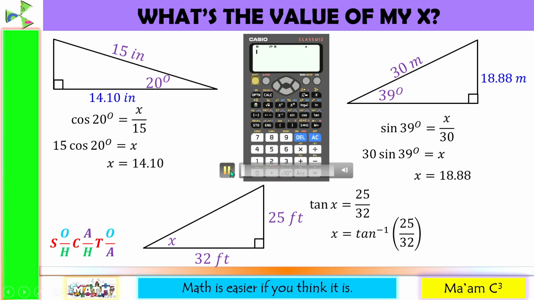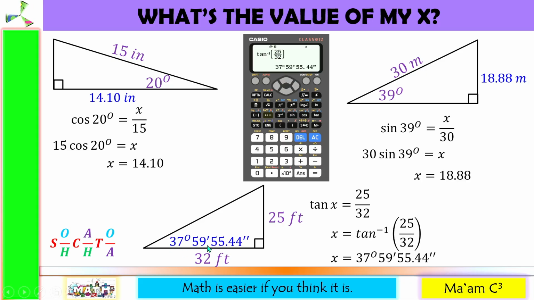Let us solve that. Shift tangent of 25 over 32. And this is equal to 37.99. Express it in degrees, minutes, and seconds. 37 degrees, 59 minutes, 55.44 seconds. So this angle here measures 37 degrees, 59 minutes, 55.44 seconds. Our knowledge in solving for the missing sides and angle is helpful when we solve word problems, such as angles of elevation and depression.